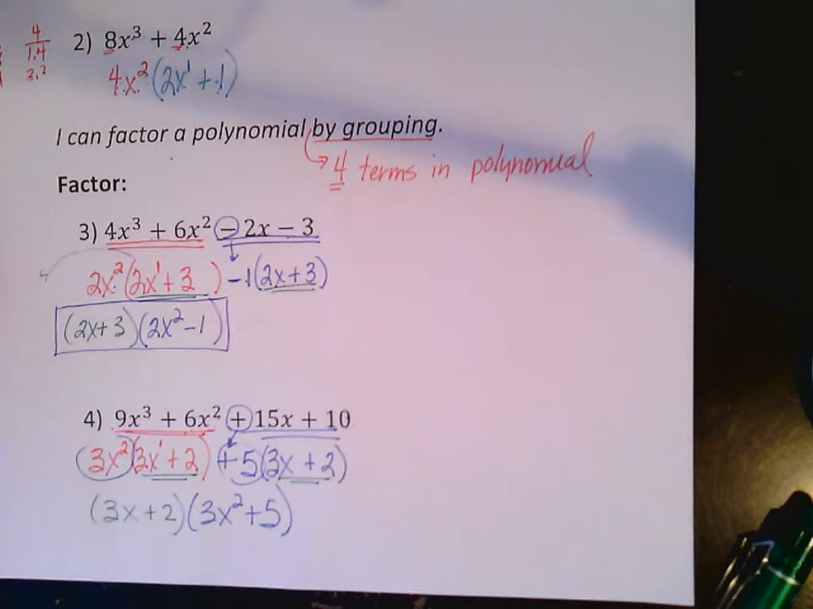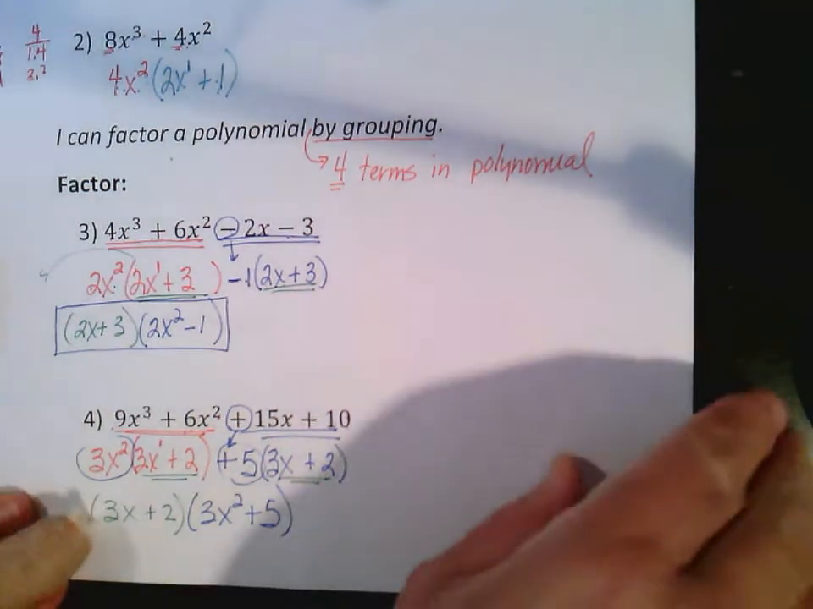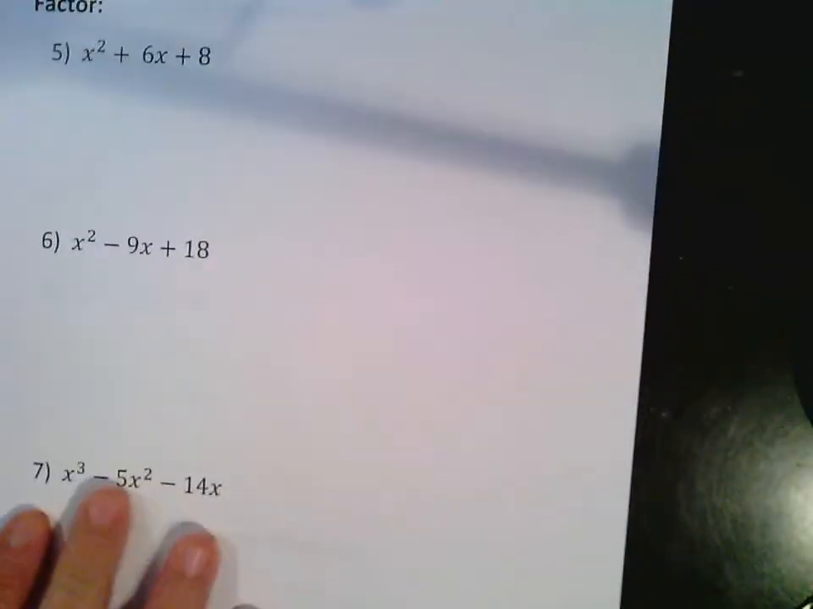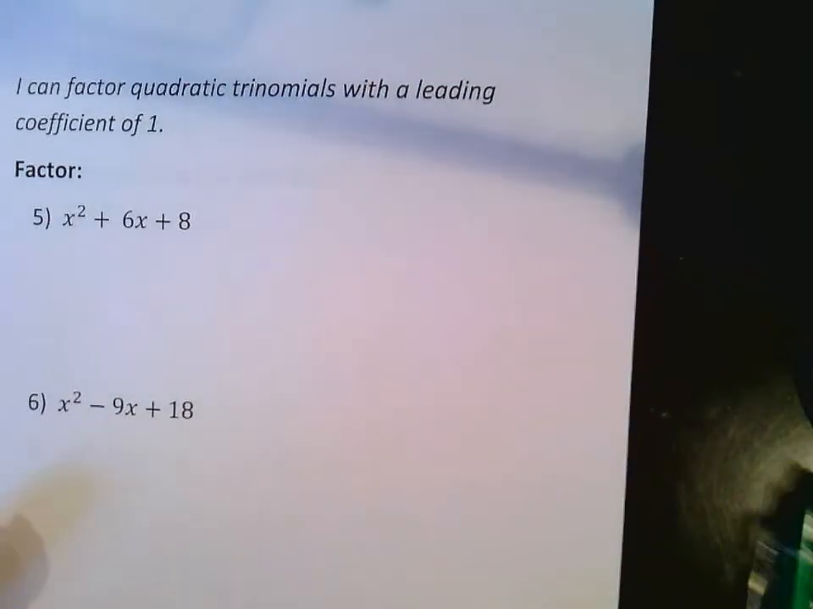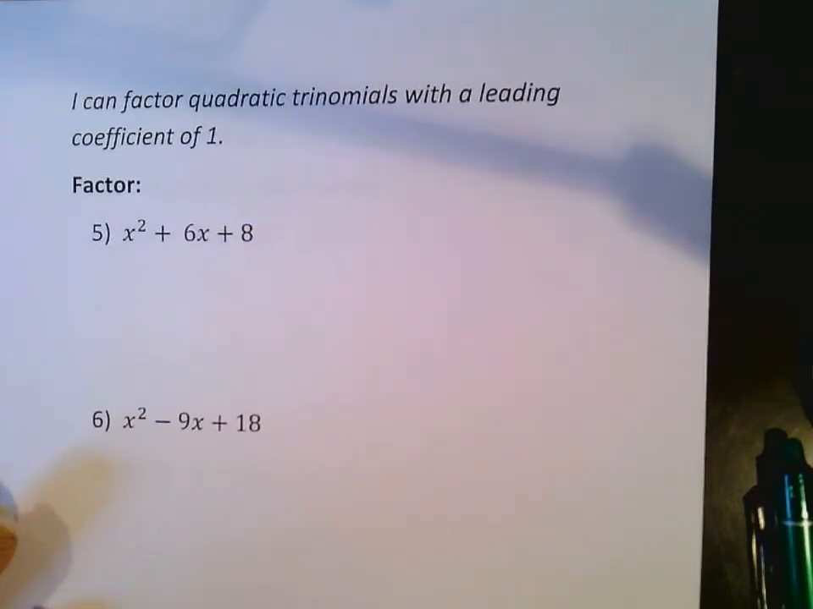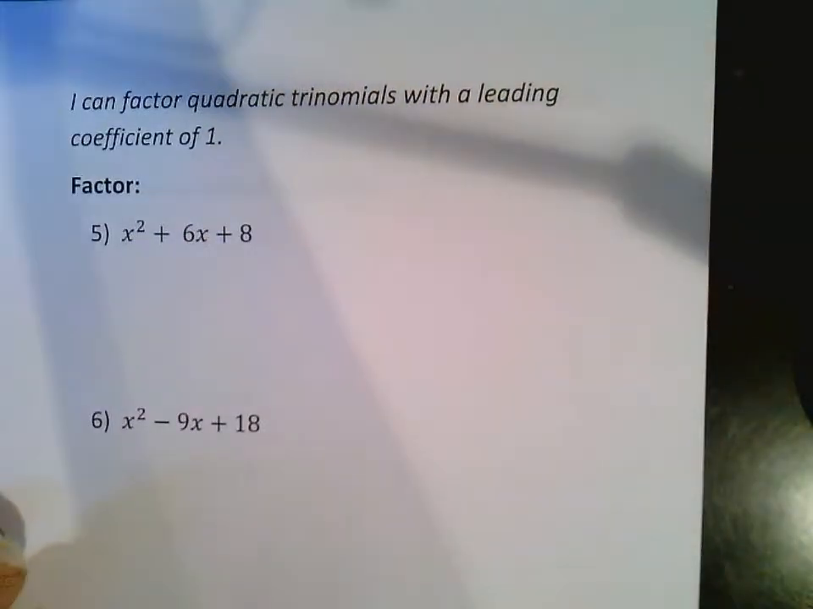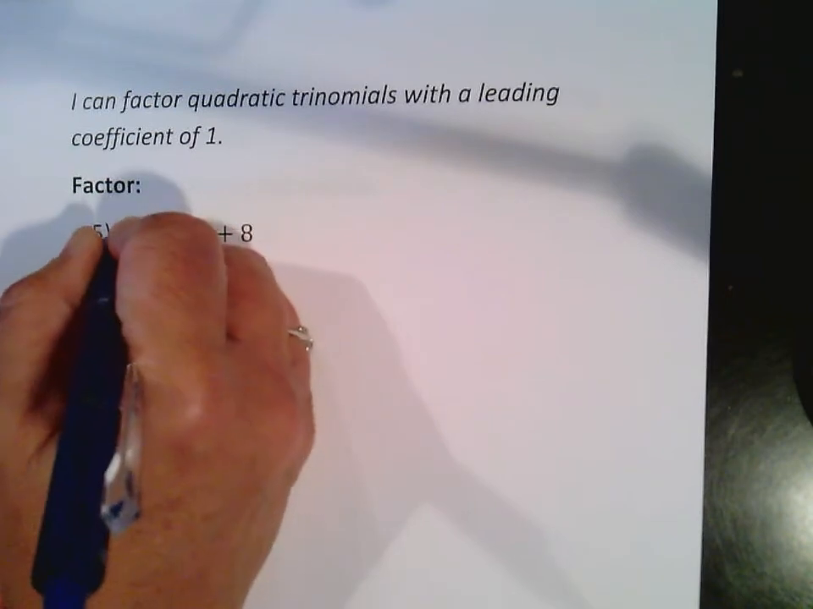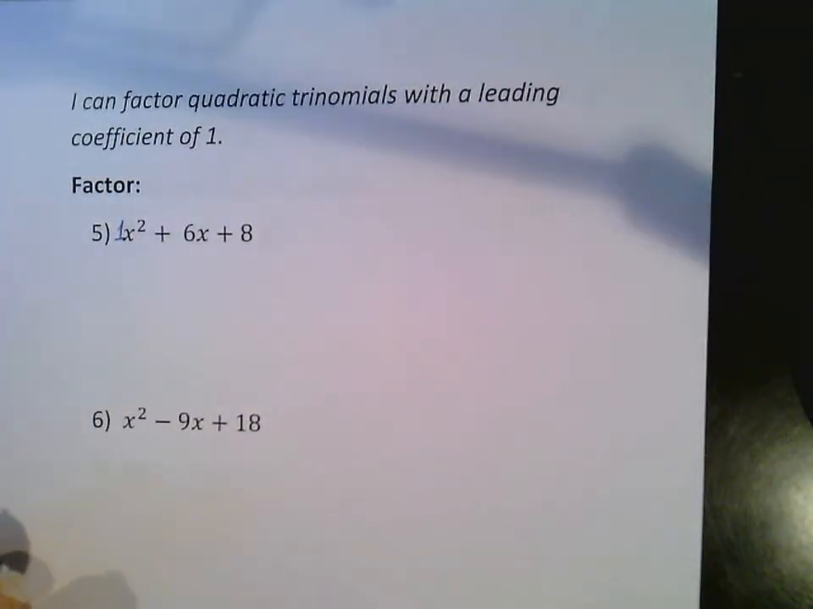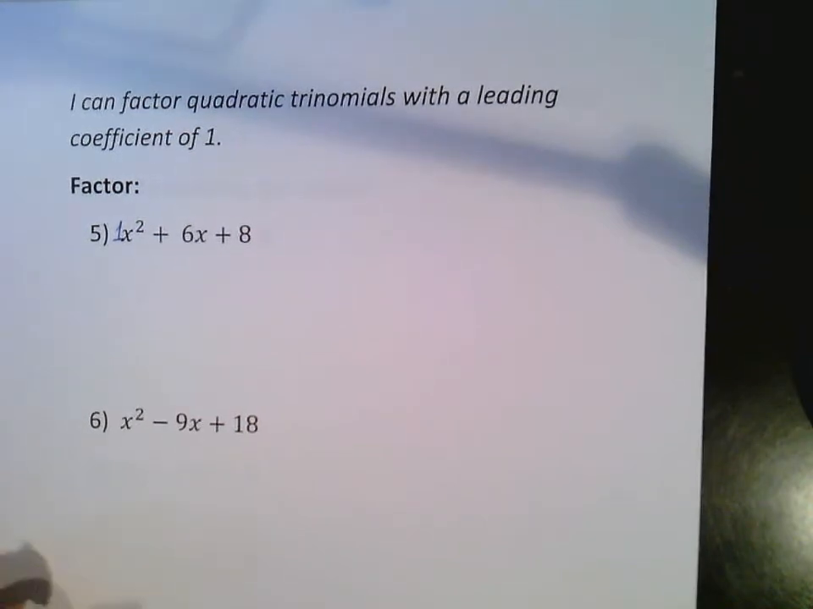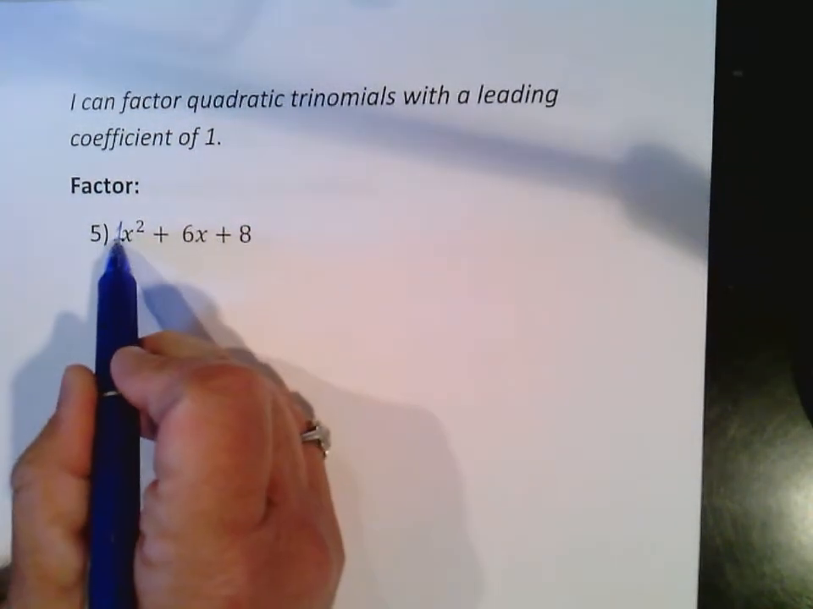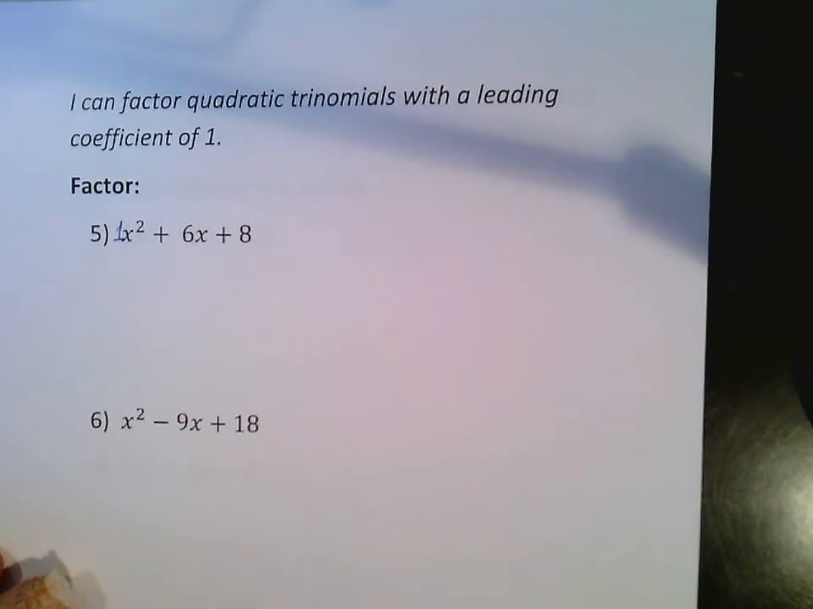Okay, the next factor we have is when we have trinomials. Trinomials means we have 3 terms with a leading coefficient of 1. So that means my x squared term doesn't have a coefficient, it's just 1. And there's a quick way we can do this, if and only if I don't have a number other than 1 in front of the x squared term.